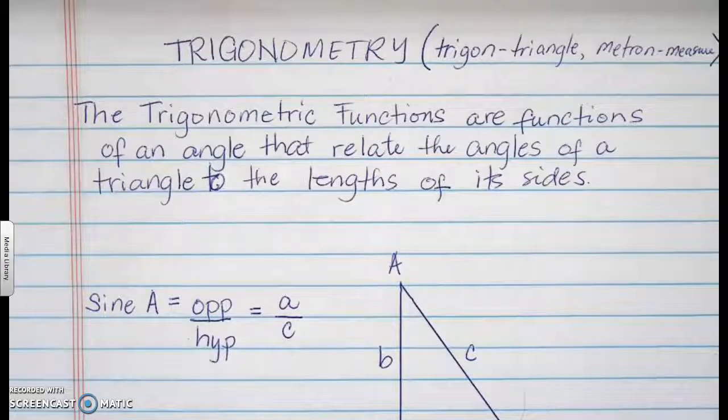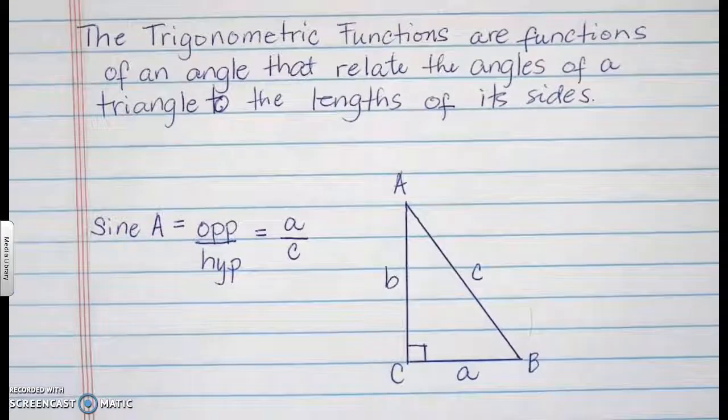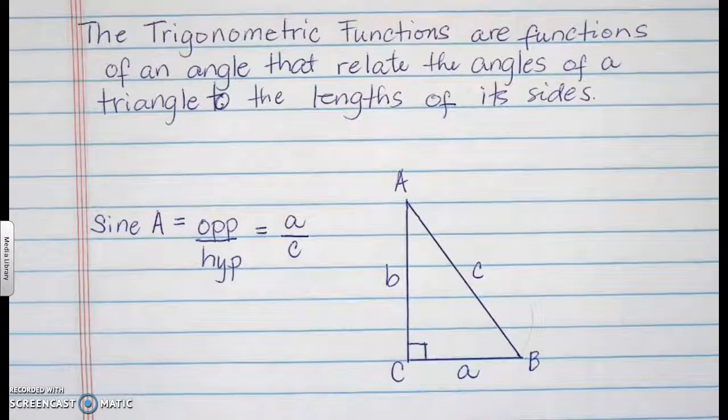Today we're going to discuss trigonometry. Trigonometry is a word that's been derived from two words, trigon, meaning triangle, and metron, meaning to measure. The trigonometric functions are functions of an angle that relate the angles of a triangle to the lengths of its sides. In this particular case, our triangle is triangle ABC, having the following sides: side a in small letter, side b in small letter, and side c in small letter.